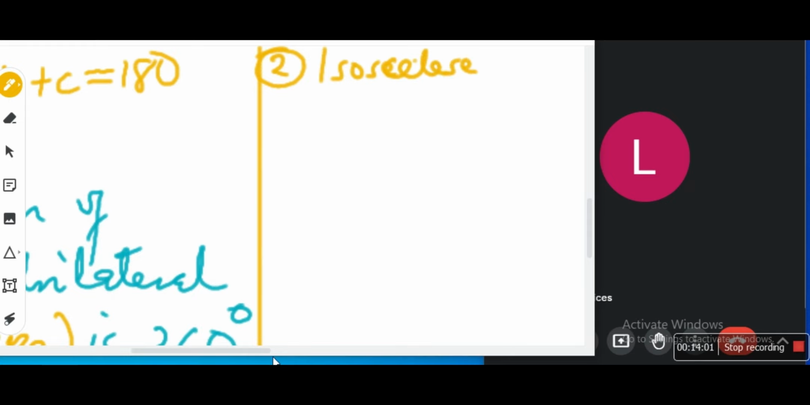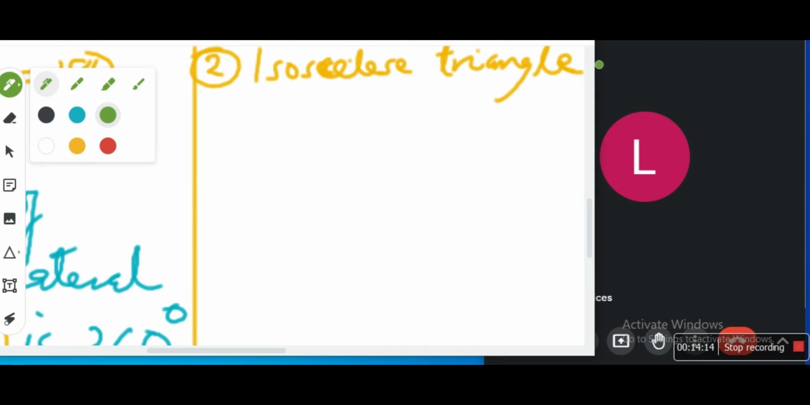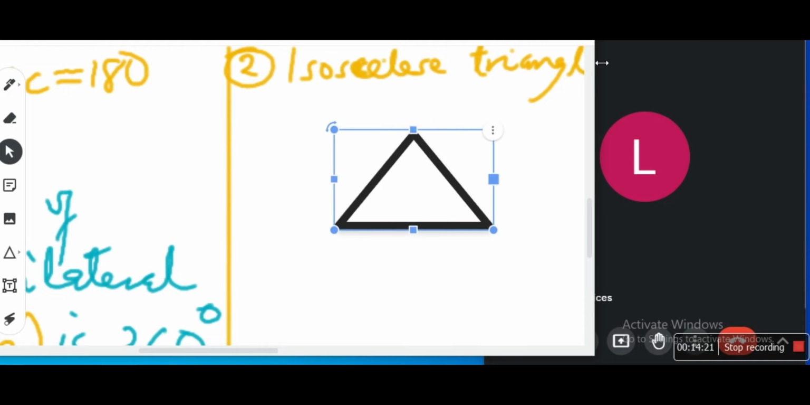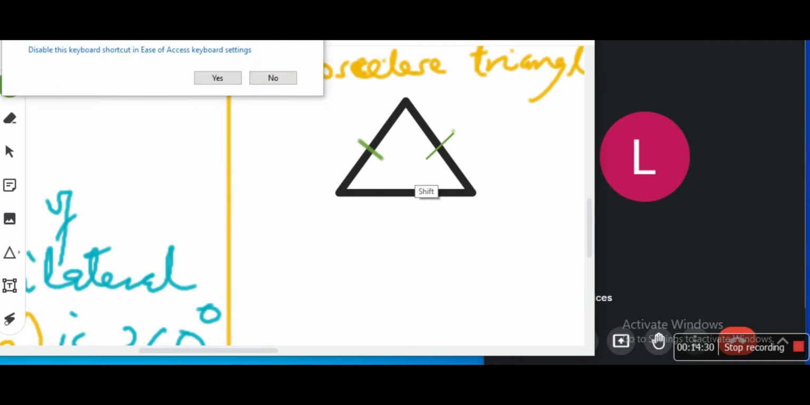Triangle. Pardon the mistake in the spelling if it is not correct. Isosceles triangle. Isosceles triangle, only two sides are equal, like this. Only two sides. And this is how we represent it. You can see a stroke here and a stroke here, showing that only the two sides are equal.